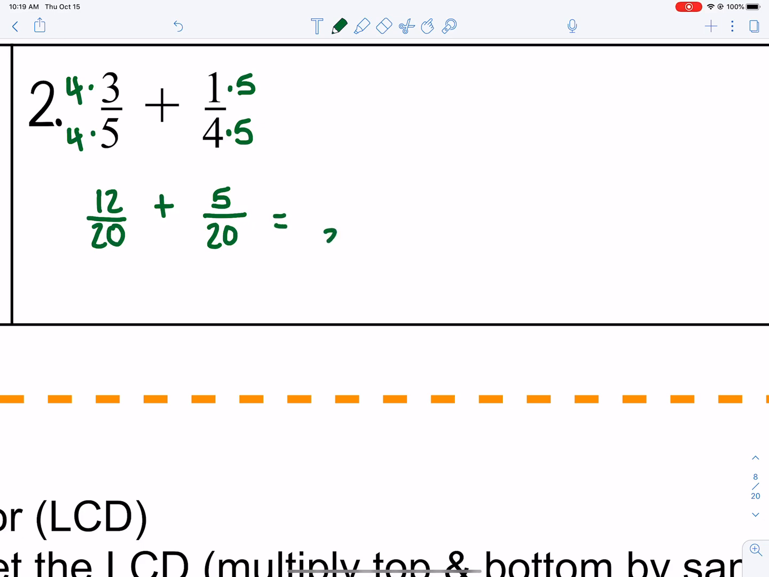Then we can add those together. So keep the 20. They do not add up to 40. They just both needed to have a 20 in the denominator so that you could combine the numerators, and we just get 12 plus 5 is 17.